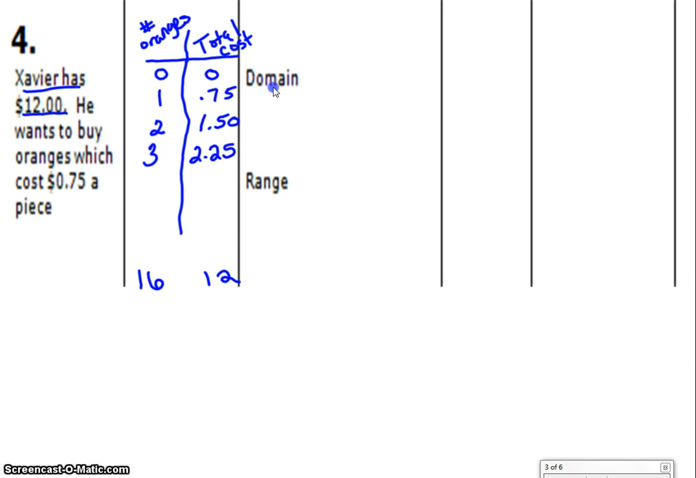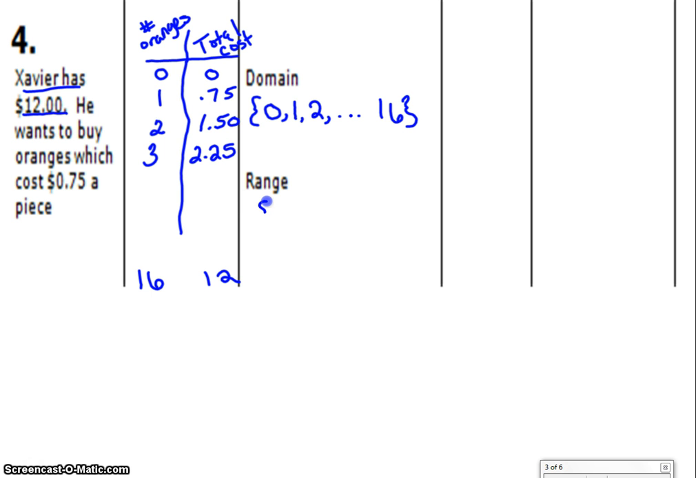So now we're going to go to our domain. Remember, the domain are the x values, and in this case it's the independent quantity, which is the number of oranges. Okay, and I start by drawing my bracket, and I'm just going to write the values from the column for my number of oranges, my independent quantity. So he can buy 0, 1, 2. Okay, I've established a pattern, so I'm going to dot, dot, dot. The most he can purchase is 16. So there's my domain representation for this situation.